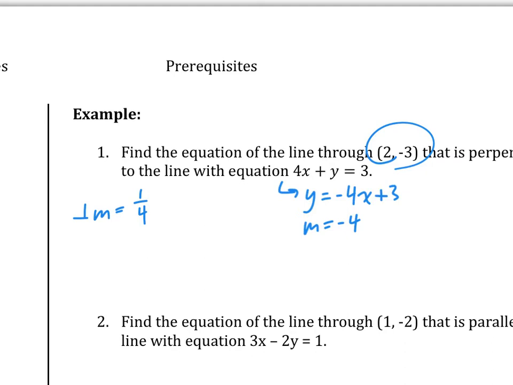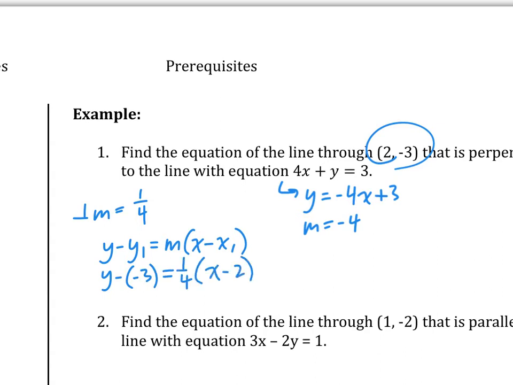I like the point slope form, so I'm going to do y minus y1 equals m times x minus x1. So y plus 3 equals 1/4 x, and then 1/4 times negative 2 is negative 1/2. So then subtract 3 on both sides. y equals 1/4 x, and that is minus 3 and 1/2.